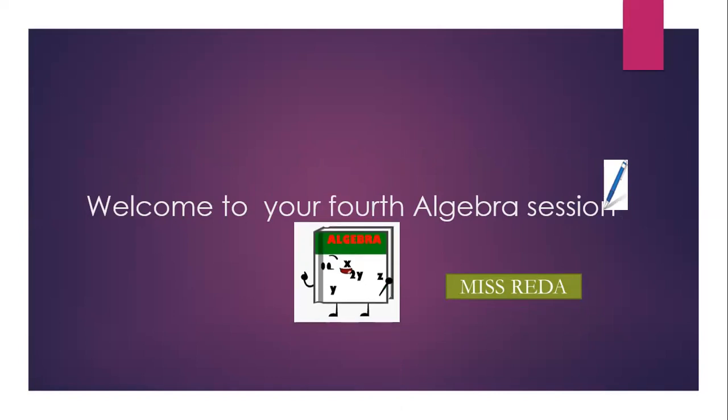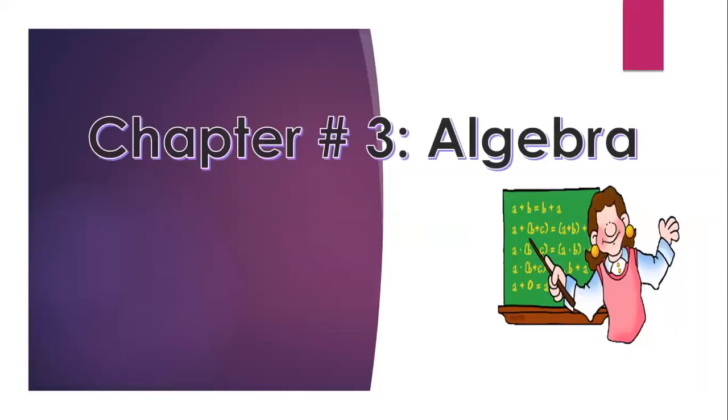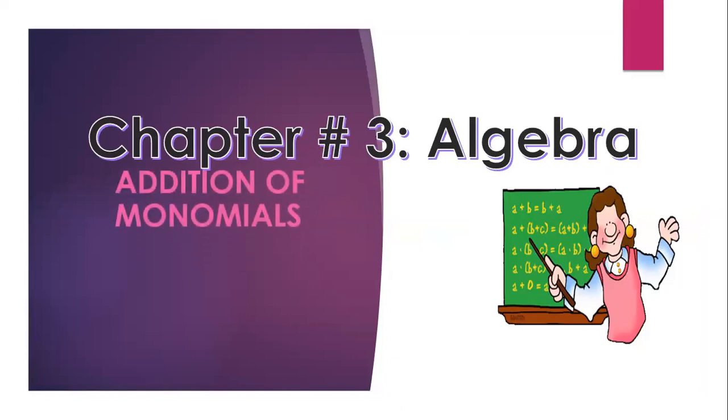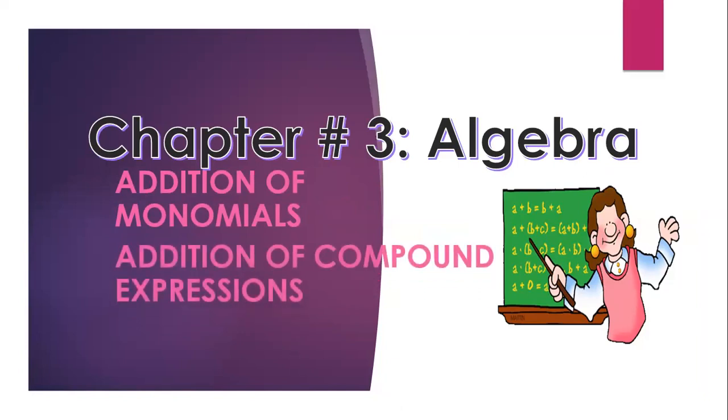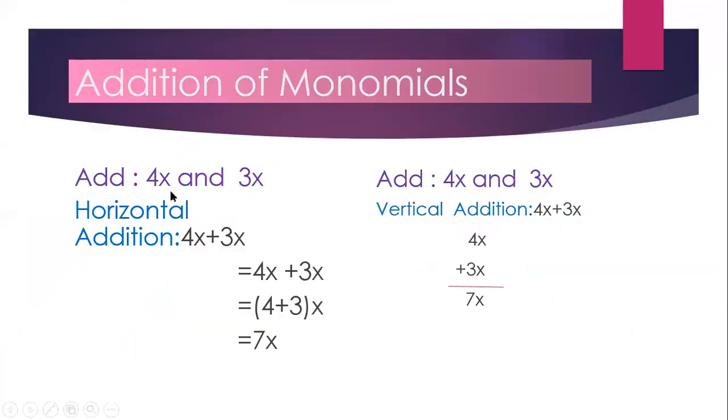In the third session, we discussed chapter 3, algebra. We discussed addition of monomials and addition of compound expressions. Remember, monomial means a single term, that is called a monomial. When more than one term is there, it's a compound expression. Here 4x is a single term. I'm going to give you a little review about addition of monomials and compound expressions.